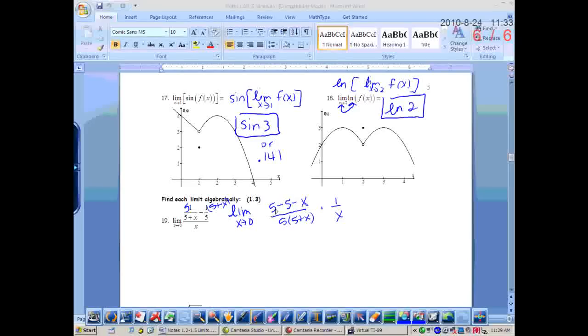And 5 minus 5 cancels as 0. And negative x over x cancels as negative 1. So I really just have negative 1 over 5 times 5 plus x. And now when I plug in a 0 for x, I get negative 1 over 25. Feel free to show more steps if you, like when you're canceling, if you want to rewrite that more often, you're more than welcome to. But that's pretty much the bare minimum amount of work that I want to see.